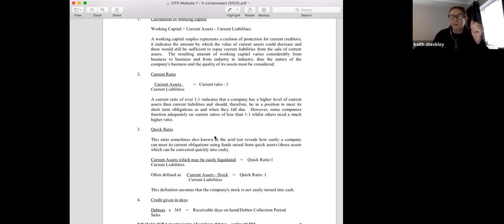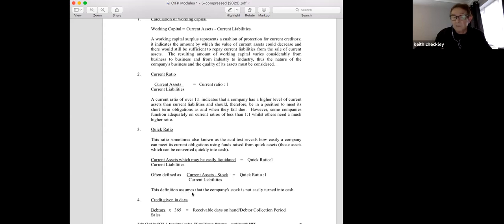Now, why is it called the quick ratio? The reason it's called the quick ratio is it's the same figures that we had in the current ratio, except what we do is we deduct what is generally the slowest moving of the current assets. And generally the slowest moving of the current assets will be the stock, or if you prefer the term, the inventory. So you can see the calculation there: current assets minus the stock divided by the current liabilities. And this will give us what's known as the quick ratio.